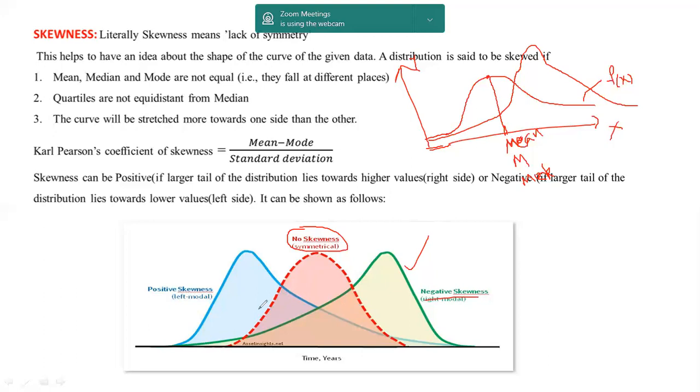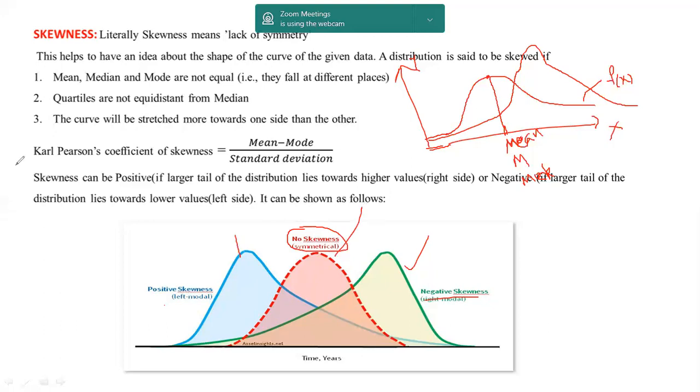If it is on the left side of the symmetric curve, or the left side of the normal distribution curve, then we say it is positively skewed, which is represented in the color blue. So here the red one is normally distributed, which is nothing but symmetric.